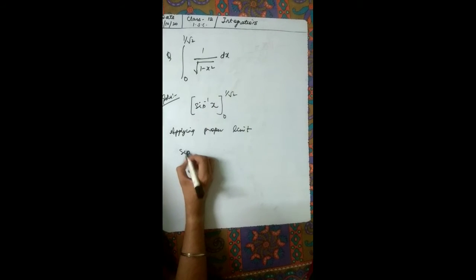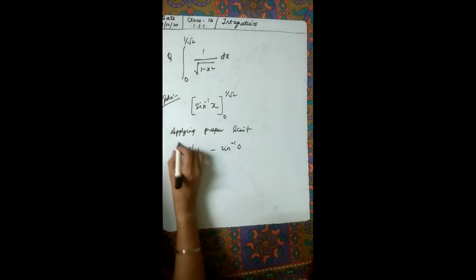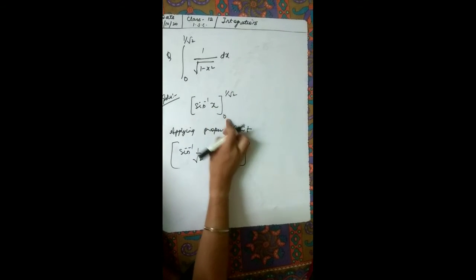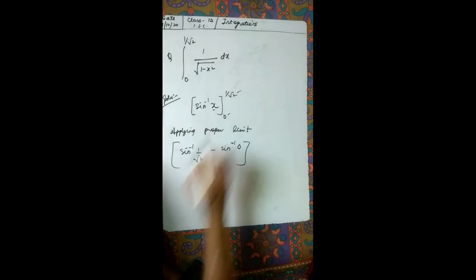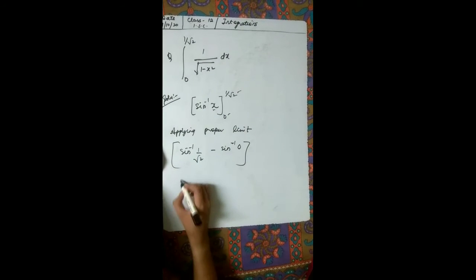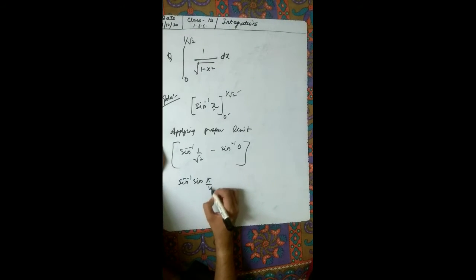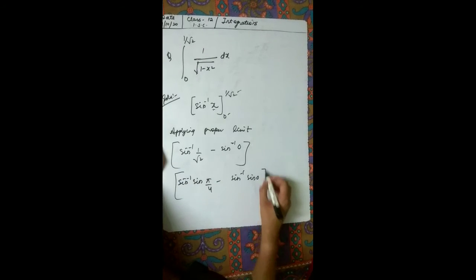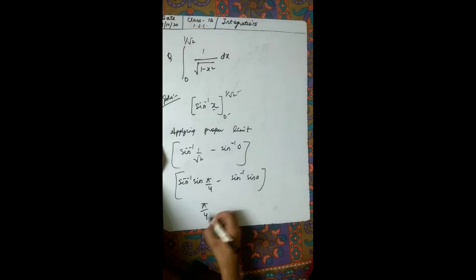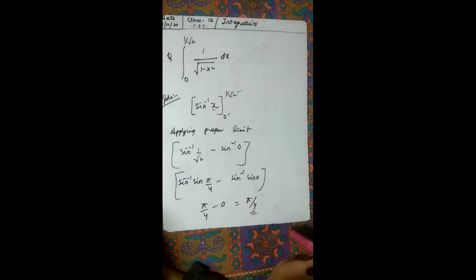What will be the answer? Sine inverse 1 upon under root 2 minus sine inverse 0. Upper limit minus lower limit. So wherever you have x, we put the limits here. So this can be written as sine inverse sine pi by 4, and this is sine inverse sine 0. Sine inverse and sine get cancelled, so finally your answer is pi upon 4. Like this we have to do.